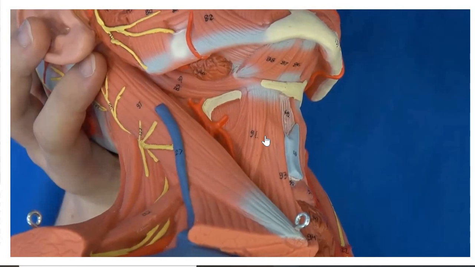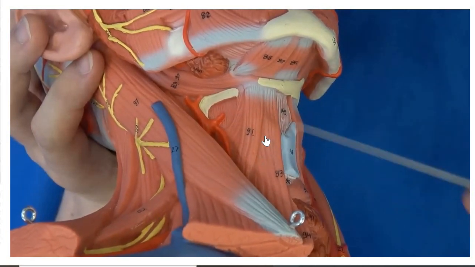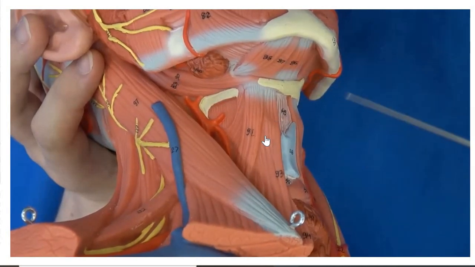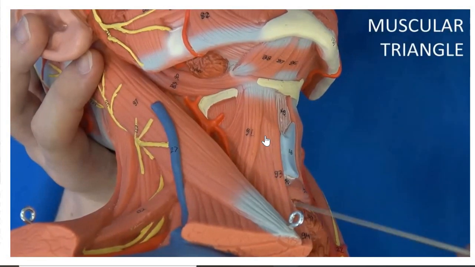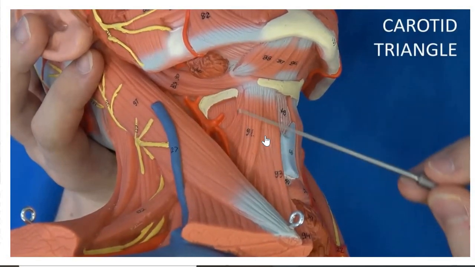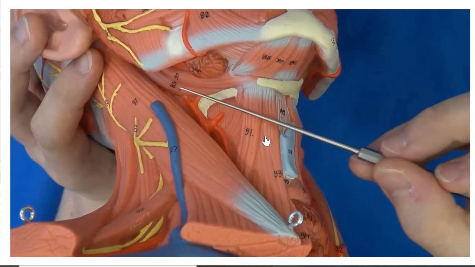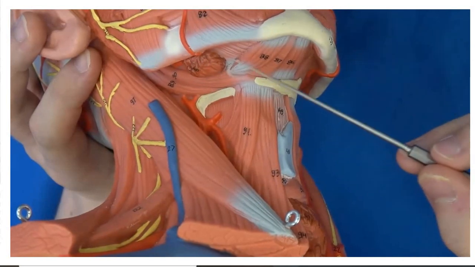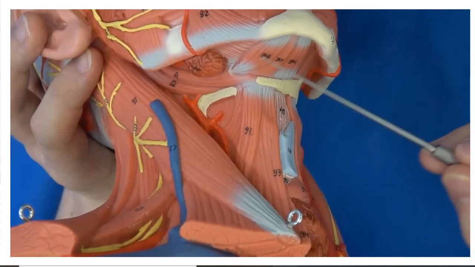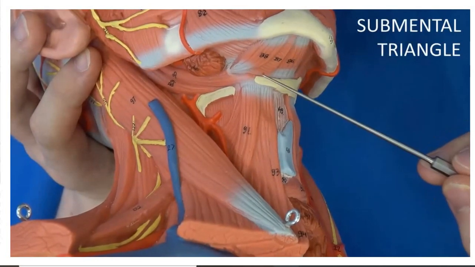Anterior cervical region can be further subdivided into four smaller triangles. Borders of those triangles are made by infrahyoid and suprahyoid muscles. Superior belly of omohyoid muscle separates muscular triangle from carotid triangle. Posterior belly of digastric muscle separates carotid triangle from submandibular triangle, and anterior belly of digastric muscle separates submandibular triangle from submental triangle.